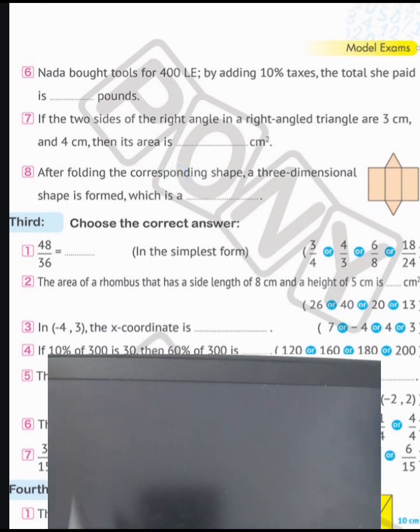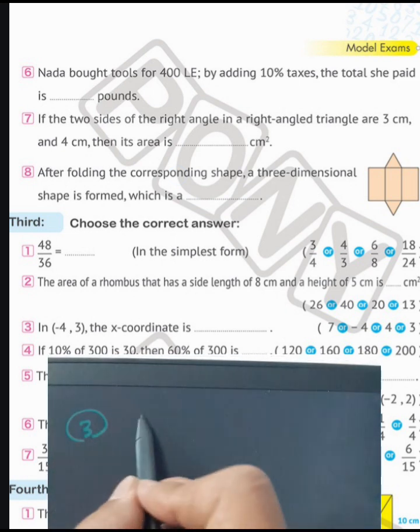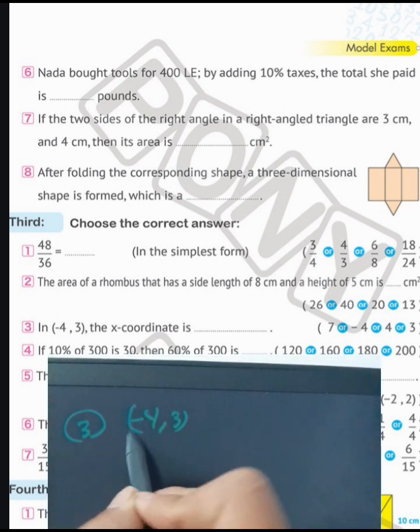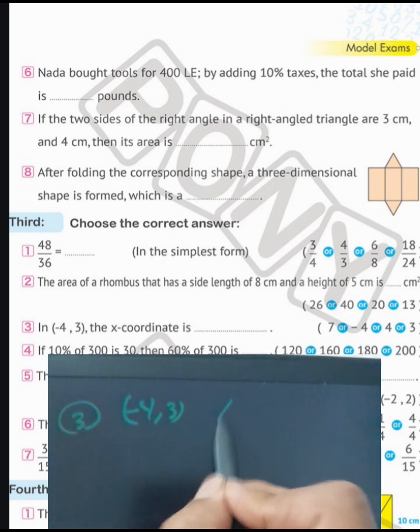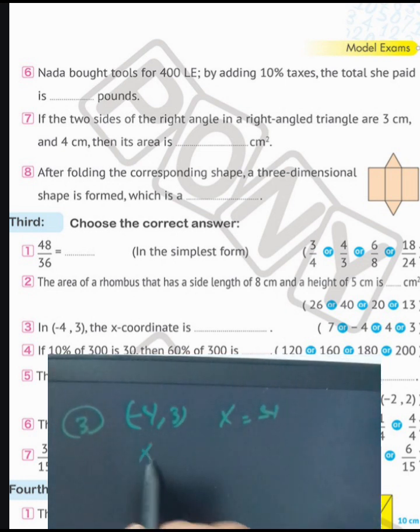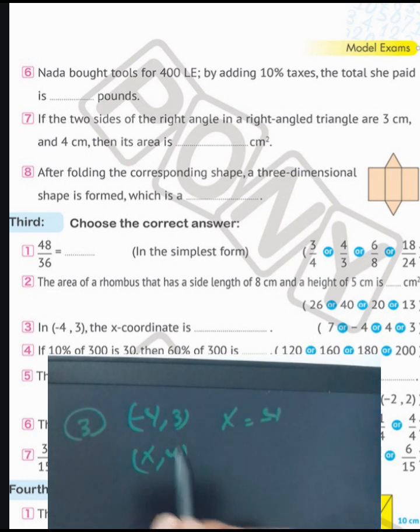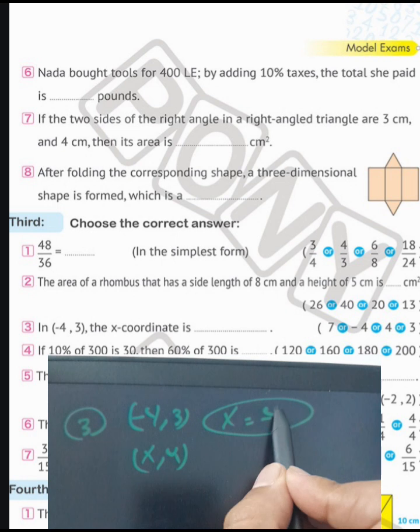Question number 3. The point (-4, 3): he wants to find the x coordinate. The x coordinate here was -4, because any point consists of x and y. The x coordinate will be -4 and the y coordinate equals 3. Then the x coordinate will be -4.